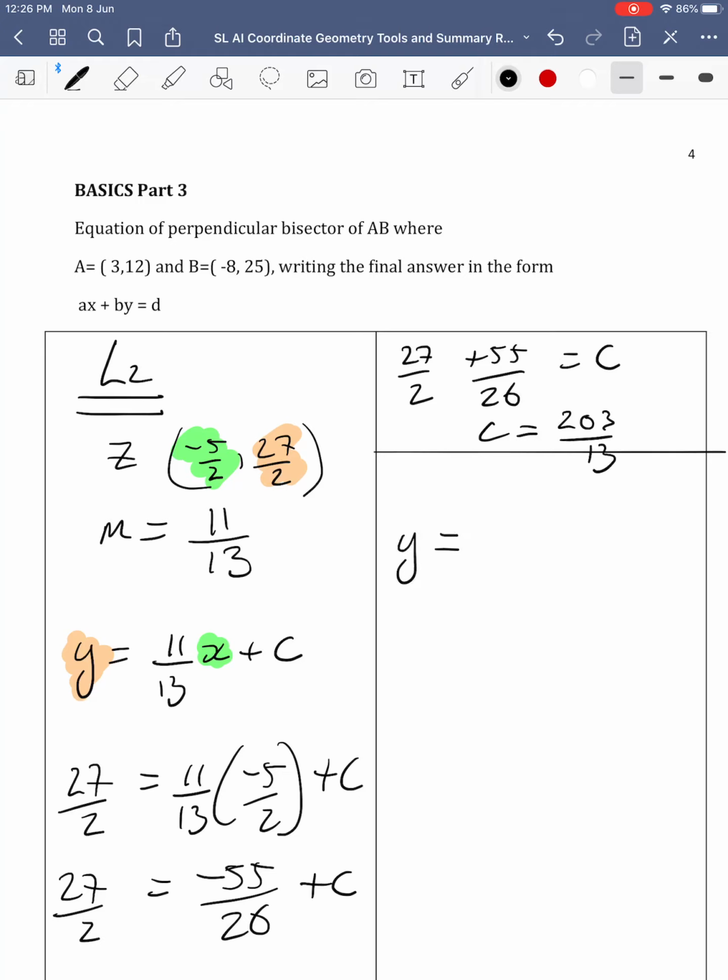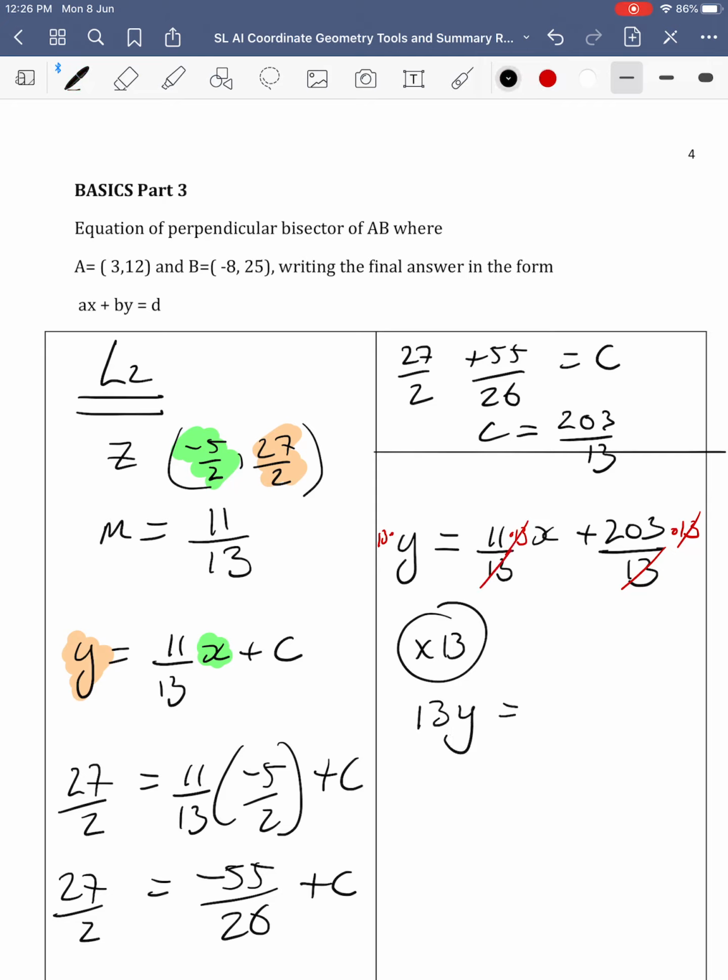So let's write out the equation. y equals 11 over 13 x plus 203 over 13, and then let's times everything by 13 again, the trick from before. So this gets times by 13 on the left hand side, this gets times by 13, and this gets times by 13. And can you see the 13s cancel out here and here, and we are left with 13y equals 11x plus 203. Rearrange it, negative 11x, so the 11x comes to the left and becomes negative 11x, plus 13y equals 203.